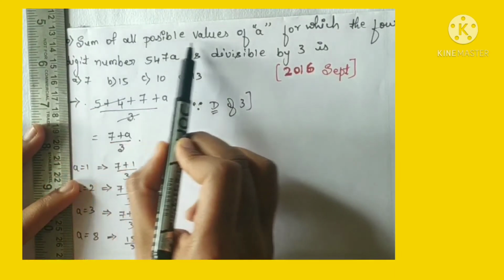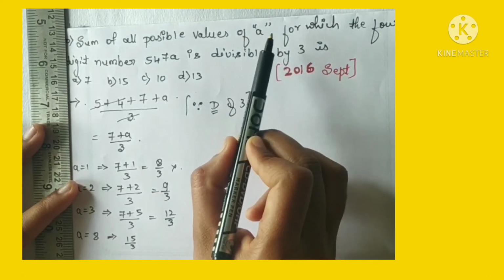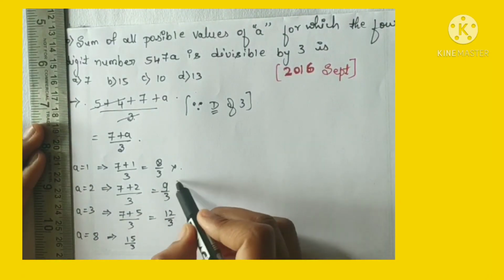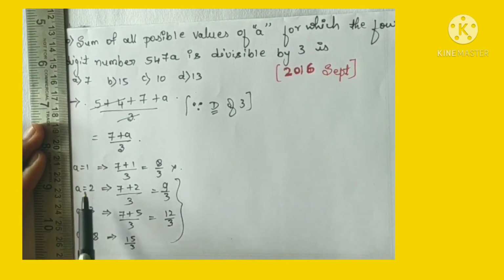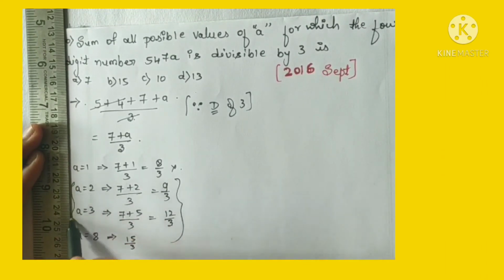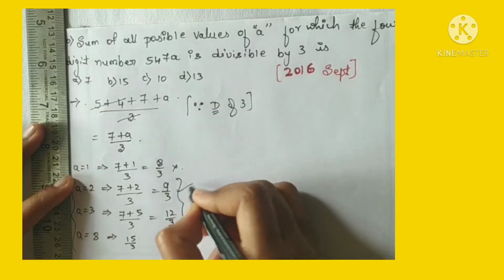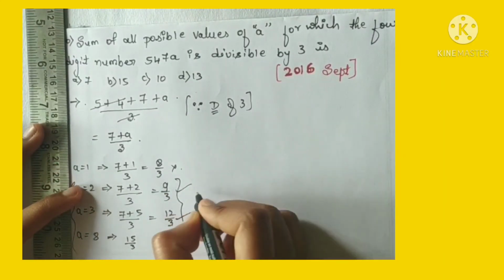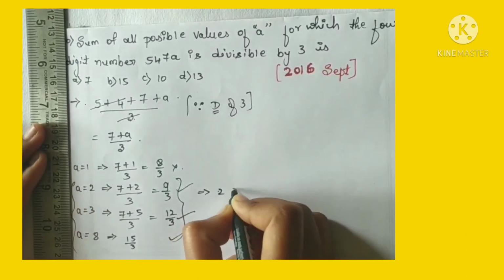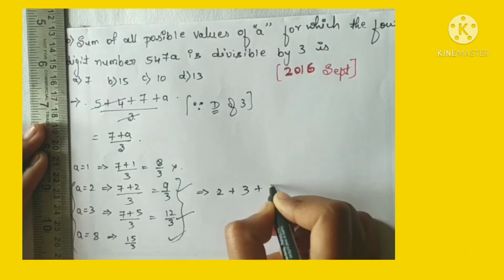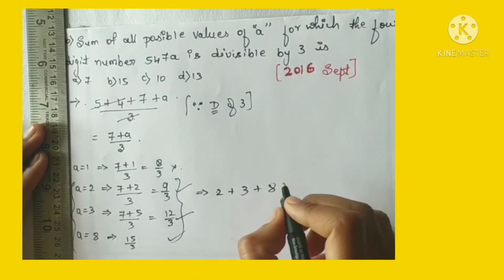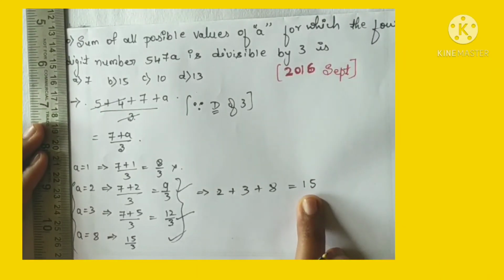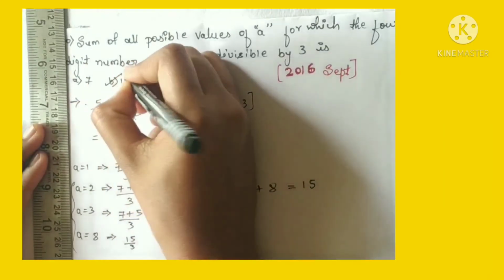Now they ask to find the sum of all possible values of A. So I add up the values which satisfy the divisibility rule of 3, that is 2 plus 5 plus 8. When I add this up, the sum is 15. This is the correct option, B.